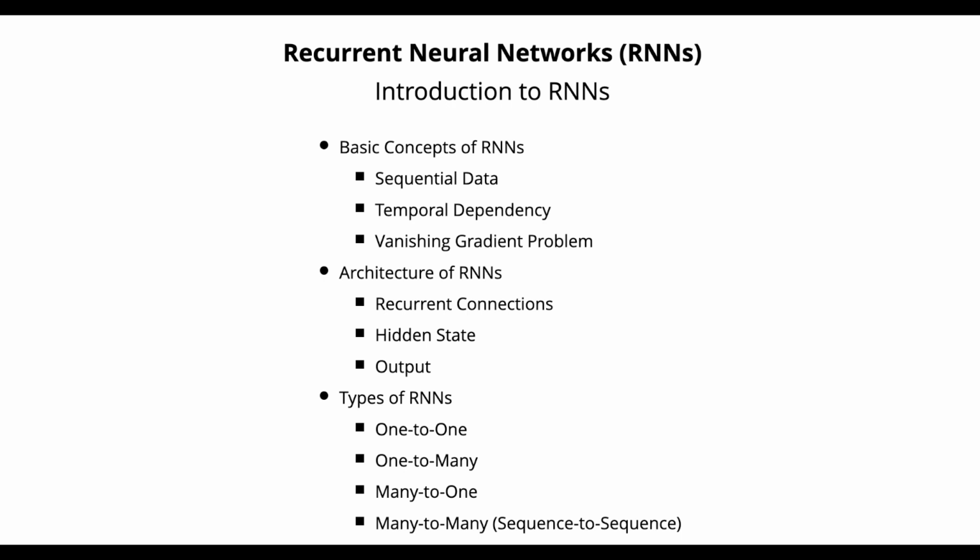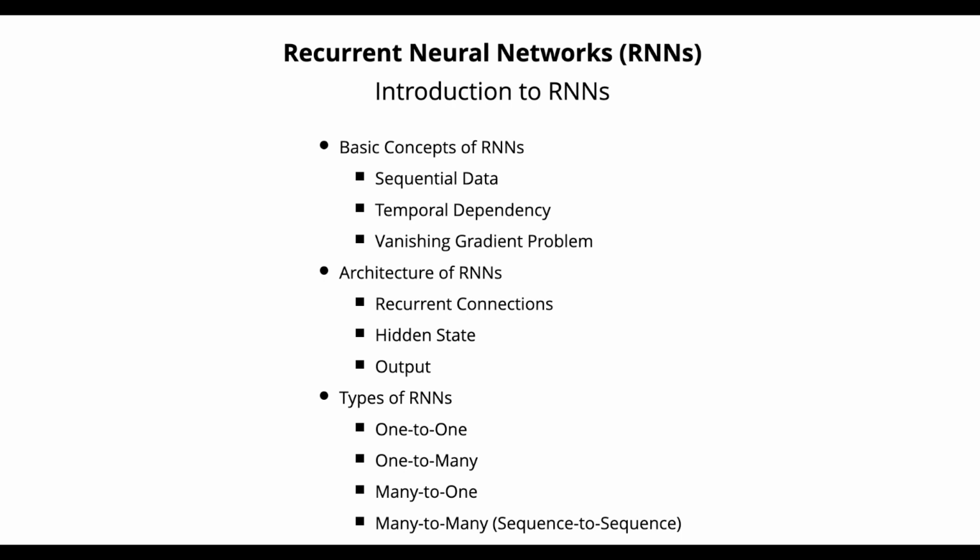First one is the recurrent connections. RNNs have recurrent connections that allow information to persist over time by feeding the output of the network back to itself at the next time step. The hidden state. At each time step, RNNs maintain a hidden state vector that summarizes the information processed up to that point. Output. The output of an RNN at each time step can be used for prediction, classification, or as an input to subsequent layers in the network.